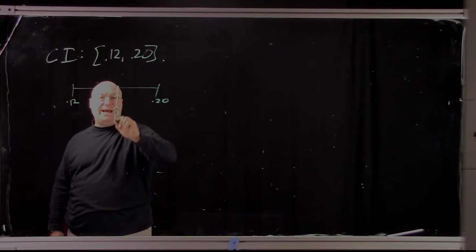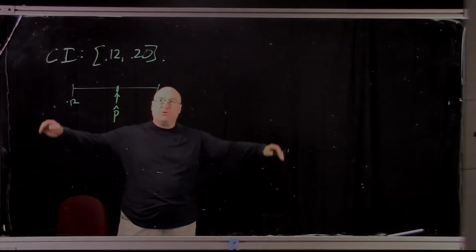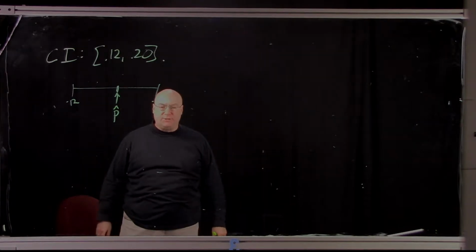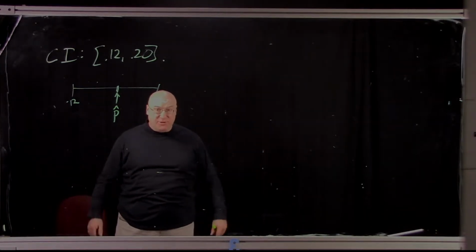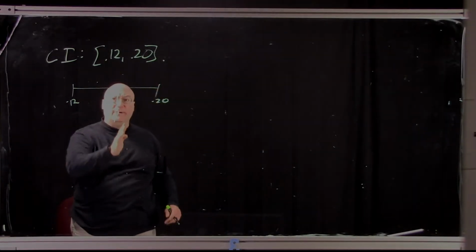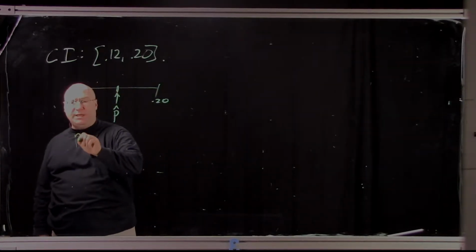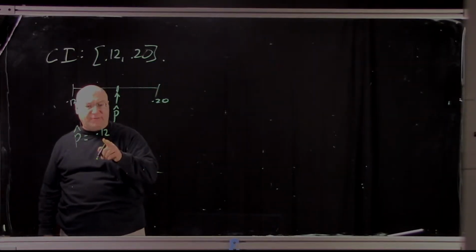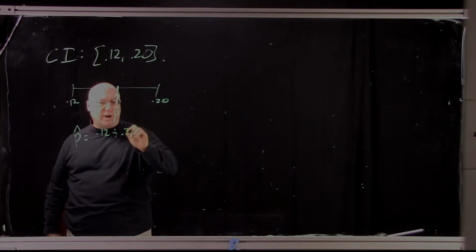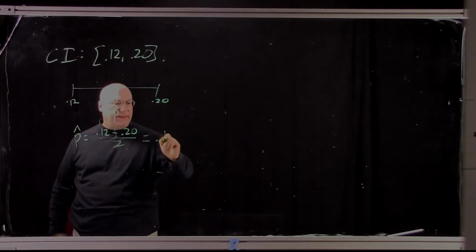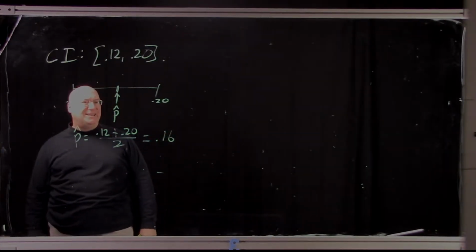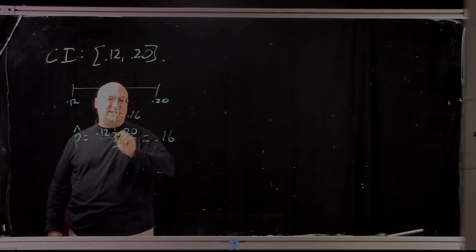Here is p hat. It's right in the middle. What's right in the middle of 0.12 and 0.20? The average, correct? If I want the point right in the middle of those two, I'm going to take their average. So p hat is 0.12, left endpoint, plus right endpoint, divided by 2, and that's, of course, 0.16. So p hat is 0.16.